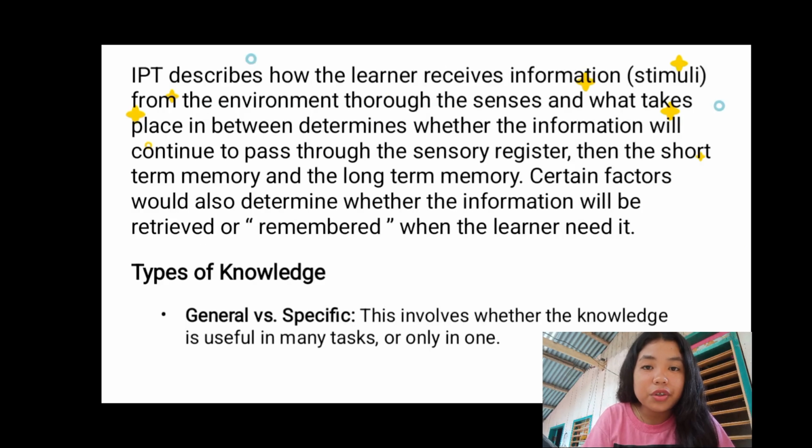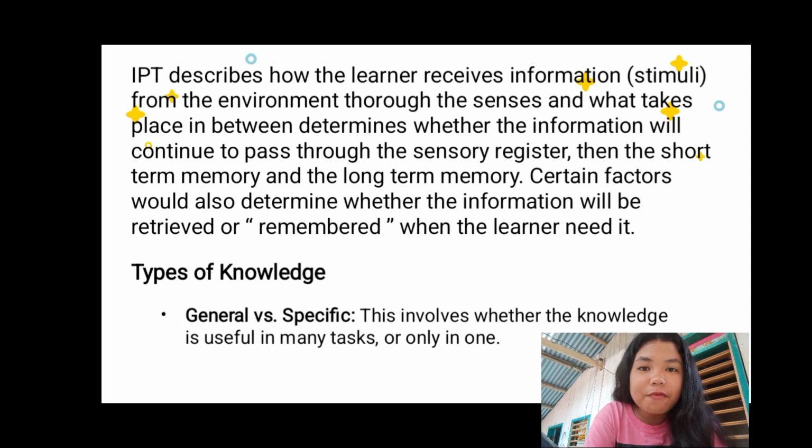So let's move on to the types of knowledge. There are five types of knowledge. First is the general versus specific. Second is the declarative. Third is the procedural. Fourth is the episodic. And last is the conditional.